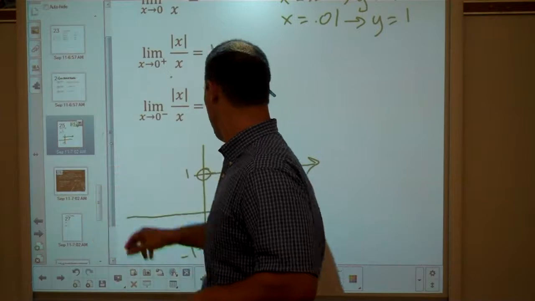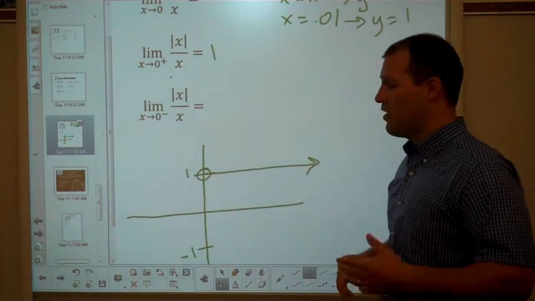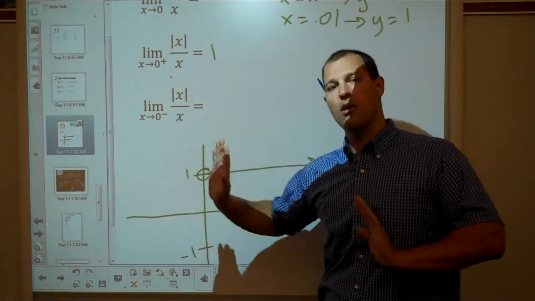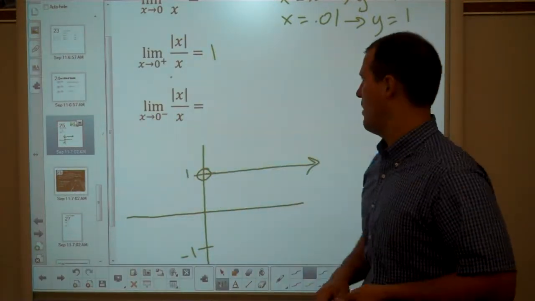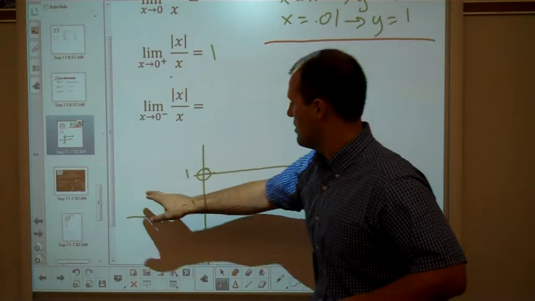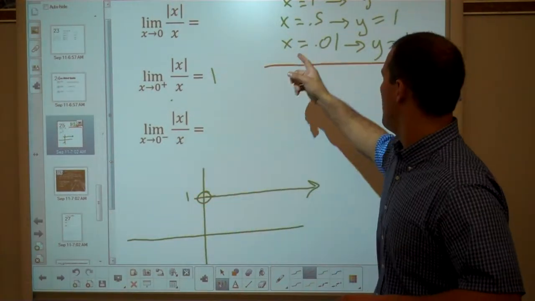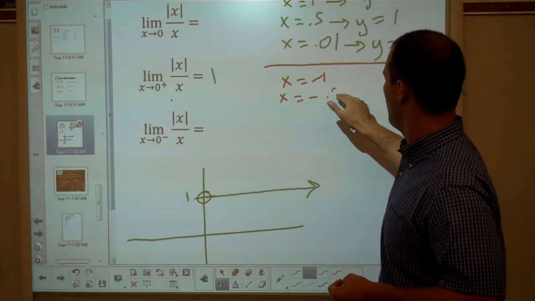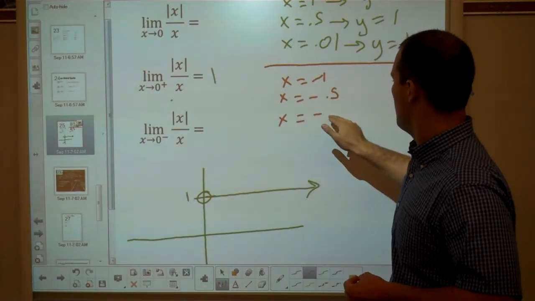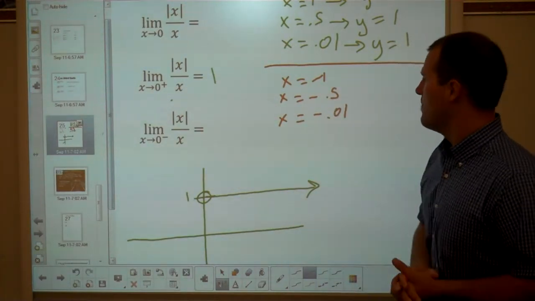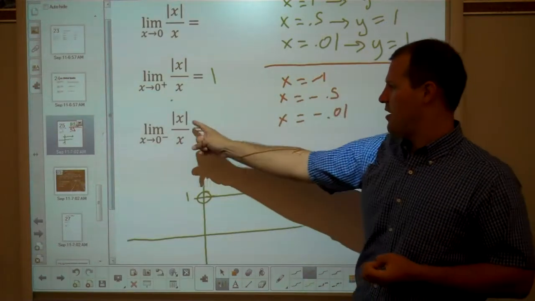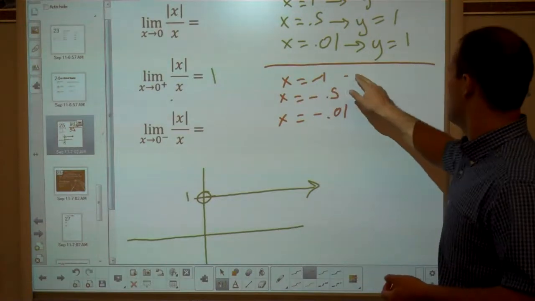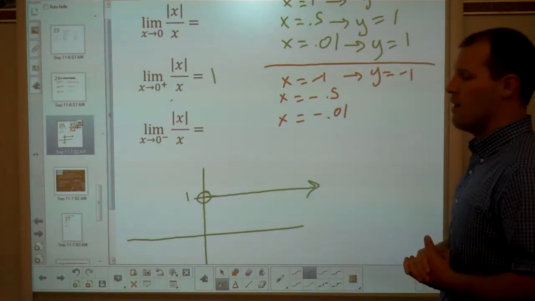Okay, let's look at the left-hand side. For the left-hand side, we're going to do the exact same thing, except we're going to pick numbers that are to the left of 0 over there in negative land. So here we go. I'm going to pick actually the same numbers symmetric about that point. So I'm going to have x equals negative 1, and x equals negative 0.5, and x equals negative 0.01. You plug in a negative 1 in here, that goes positive, divided by negative. Positive divided by negative is negative, so this is negative 1.